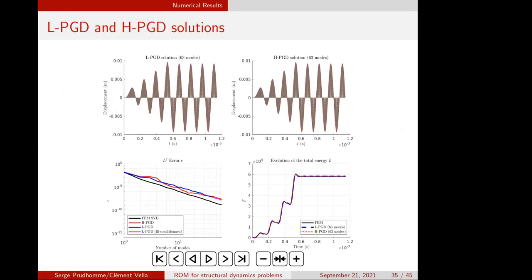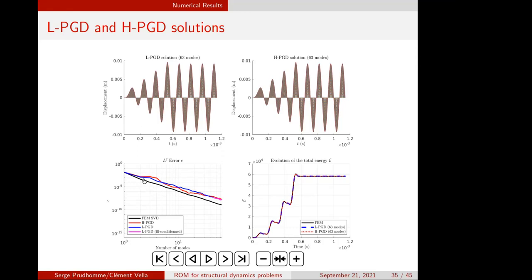And again, I had a movie, so I'm going to try to explain as best as I can. So here, I have the solution from the Lagrangian formalism and the one from the Hamiltonian formalism. And you see that after 63 modes, the solution looks very similar.